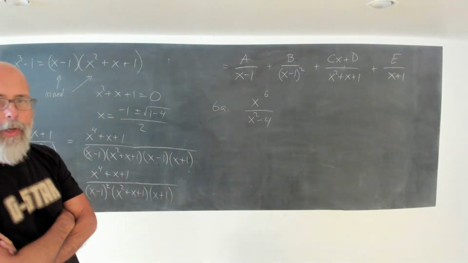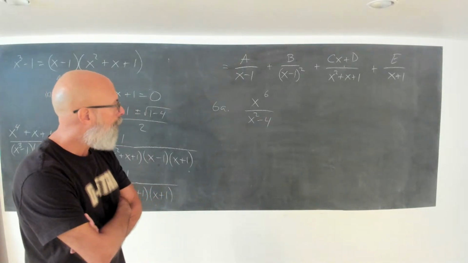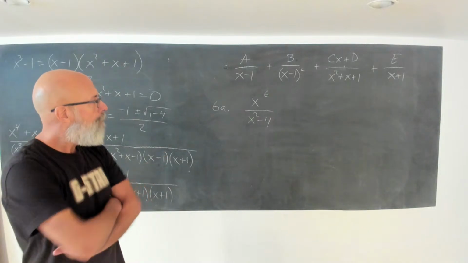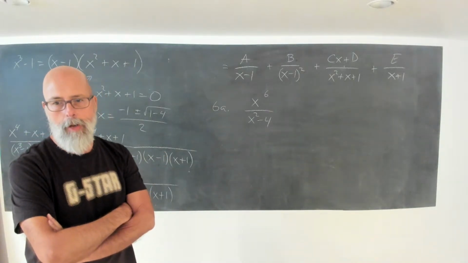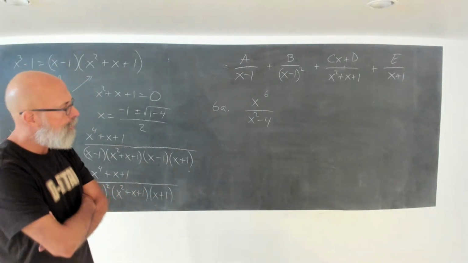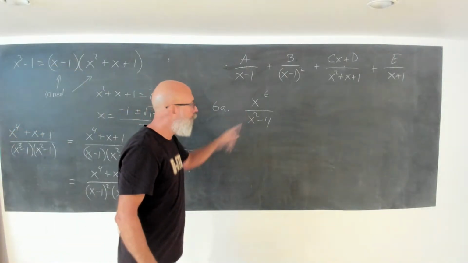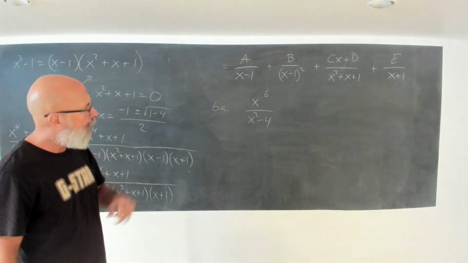Instead, let's consider this. Again, a rational function, one polynomial divided by another, except that in this case, the numerator has higher degree than the denominator, right? Partial fractions tells us what to do when the numerator has smaller degree. Here it's bigger than or equal to.